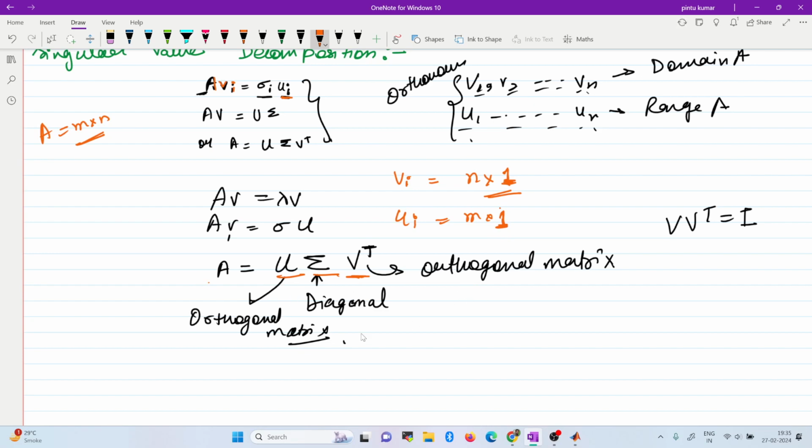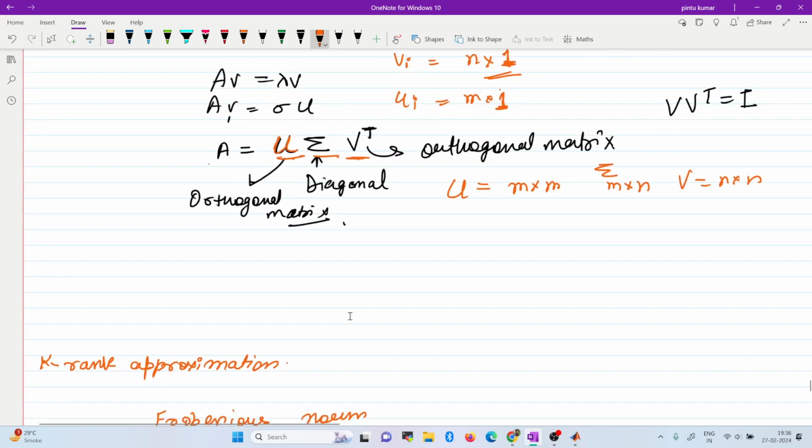Now my A is m cross n. So I have U. How many U's do I want? I want n of them. So what is my dimension of U? Sorry, I'm making a mistake here. This should be n and this should be m over here, because it's not necessary that the number of linearly independent vectors in the domain and range are the same. So your U should be m cross m, your V should be n cross n, and your sigma is m cross n, so that the overall product becomes m cross n, which is your matrix A.